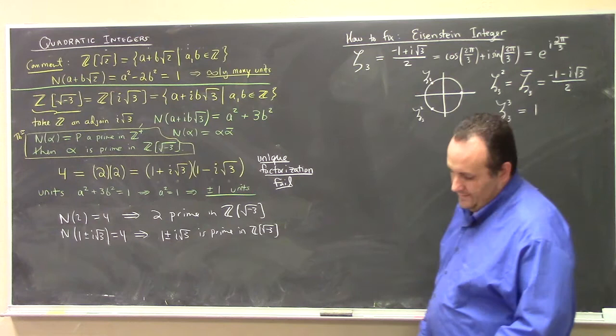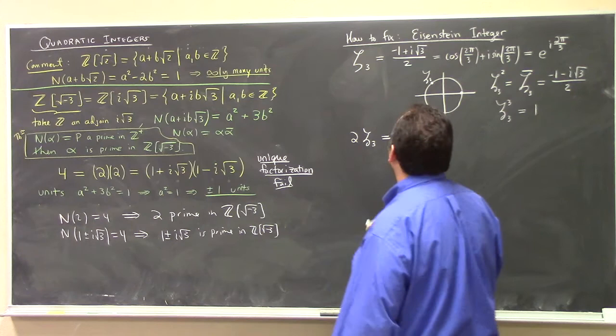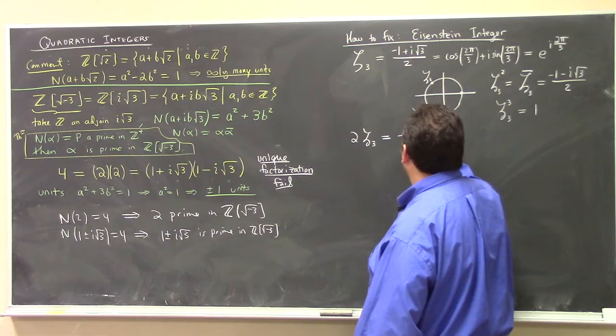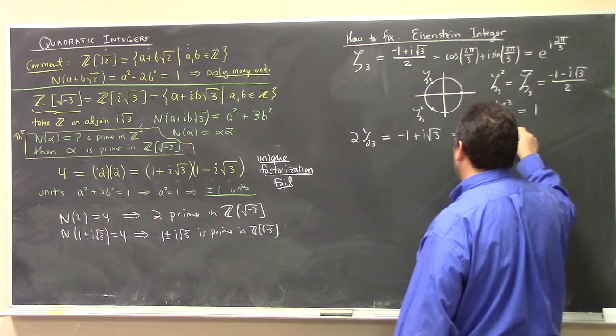And so notice, check this out. 2 times the third root of unity, what's it equal to? Multiply by 2, I get minus 1 plus I root 3, see that? So what does that tell me? That tells me that I times the square root of 3 is equal to 2 times the third root of unity plus 1.